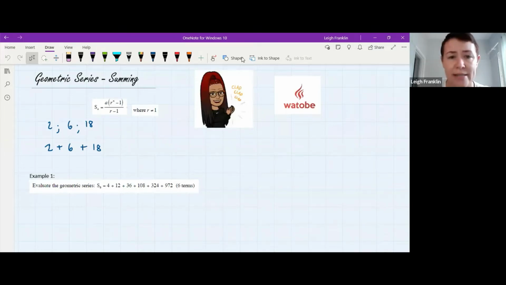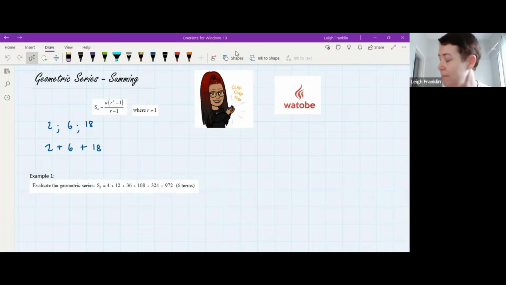Today's lesson is about geometric series. If you recall Tuesday's lesson, we spoke about the term formula for a geometric series, Tn equals A R to the n minus 1. And this lesson is about summing up geometric series.